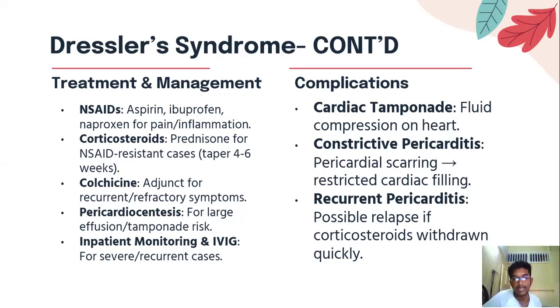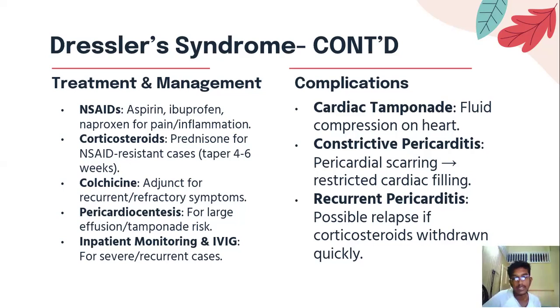In cases where there is a large pericardial effusion with risk of tamponade, pericardiocentesis, which is a drainage of the pericardial fluid, may be necessary to relieve pressure on the heart. Severe cases may require inpatient monitoring to manage complications, and intravenous immunoglobulin therapy may be considered in resistant or recurrent cases. Let's go over to the right now and talk about complications.